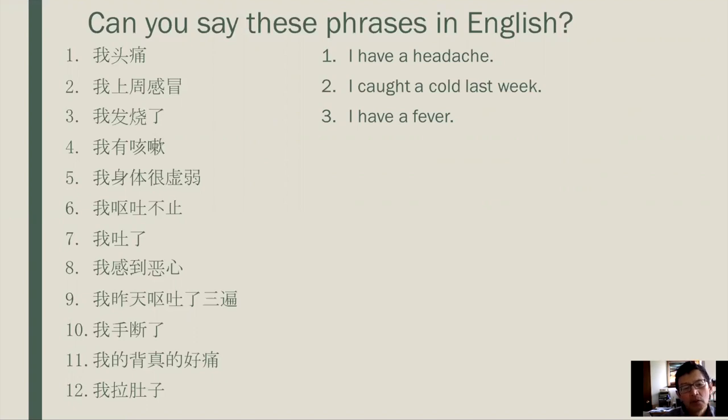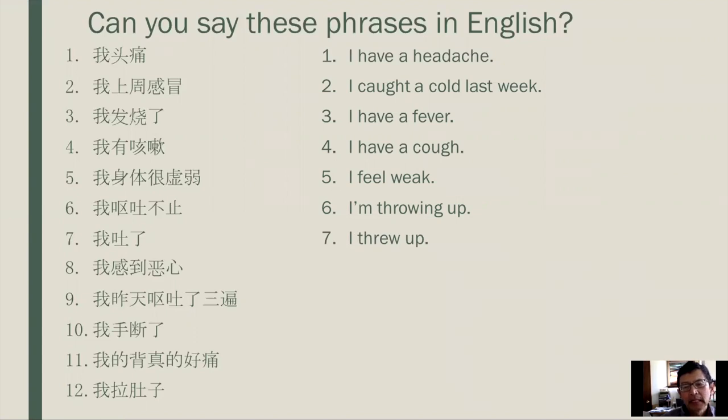Can you say 我咳嗽? I have a cough. What about the next one? I feel weak. I'm throwing up. If you threw up yesterday, you would say, I threw up. I feel nauseous. I threw up 3 times yesterday.